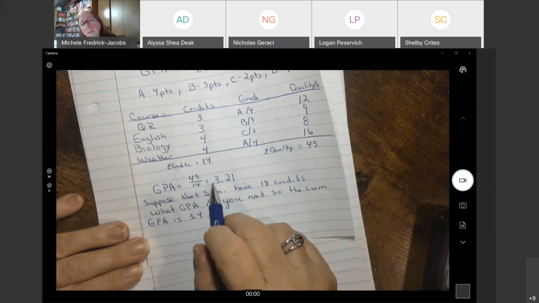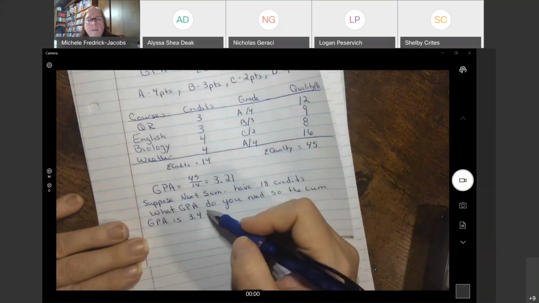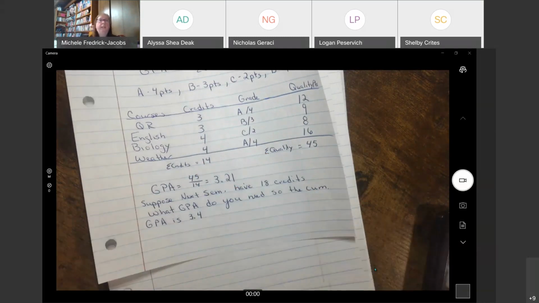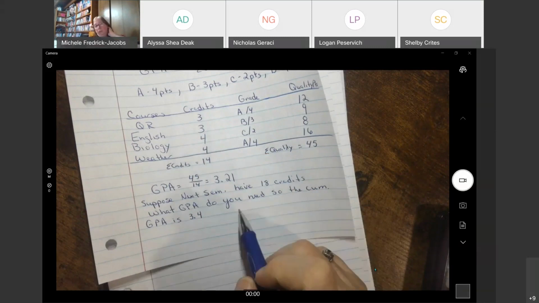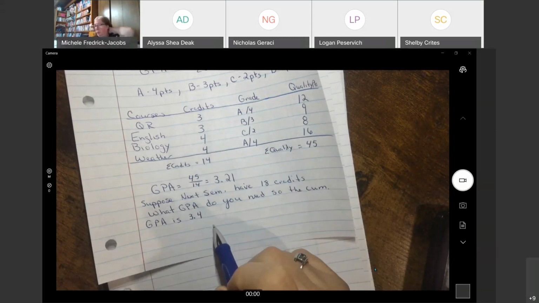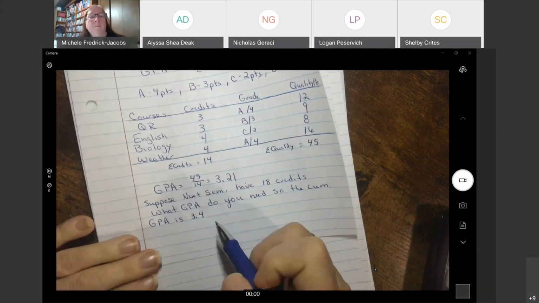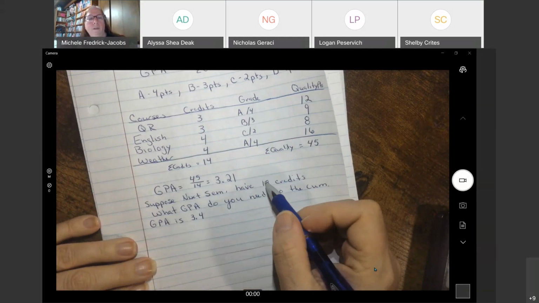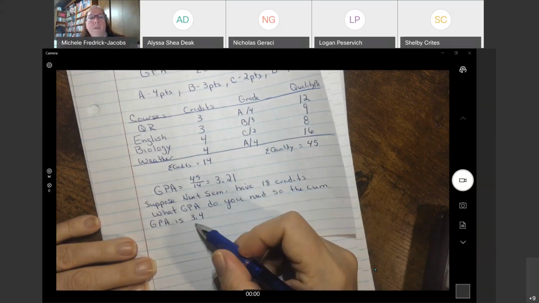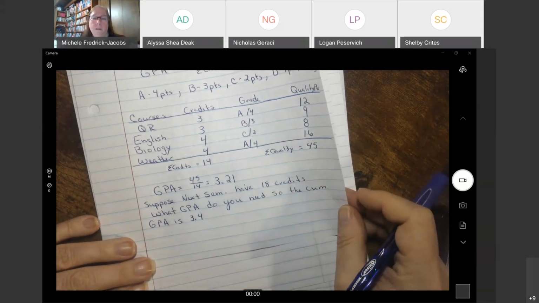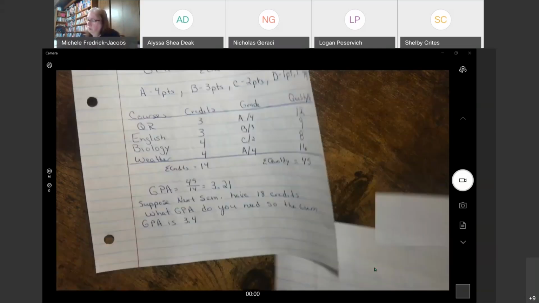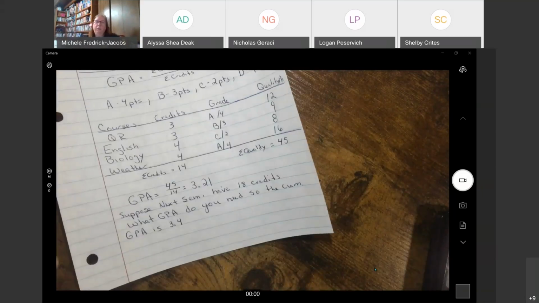So if this was our first semester and we have a 3.21 and we need to bring it up to 3.4, maybe for getting into a certain course, you need a 3.4. I know in education departments there's certain courses where you need a certain one. So if we want to see what we need on these 18 credits to bring it up to a 3.4. Any questions on the first part before I do it?